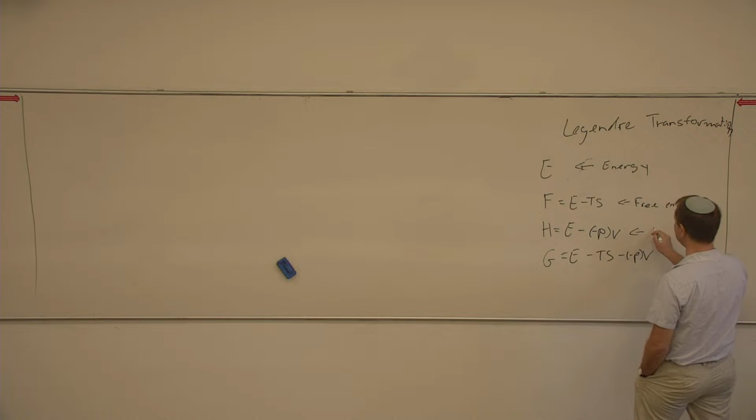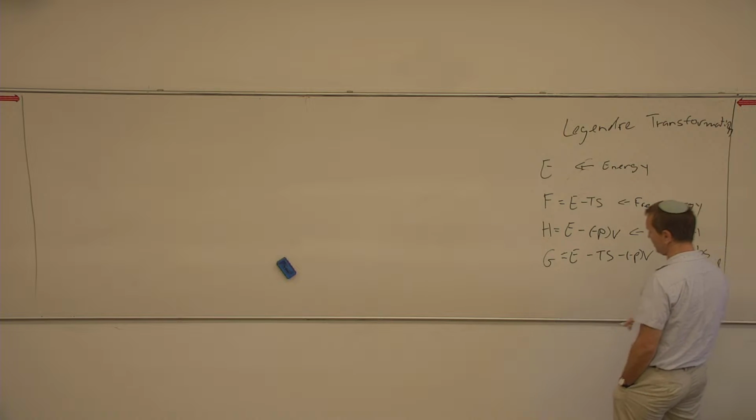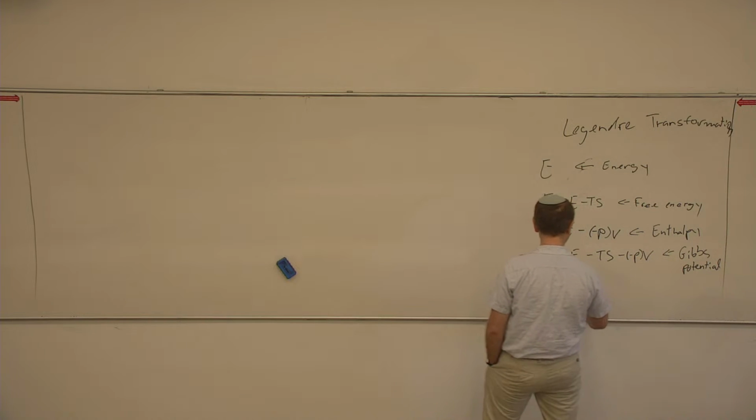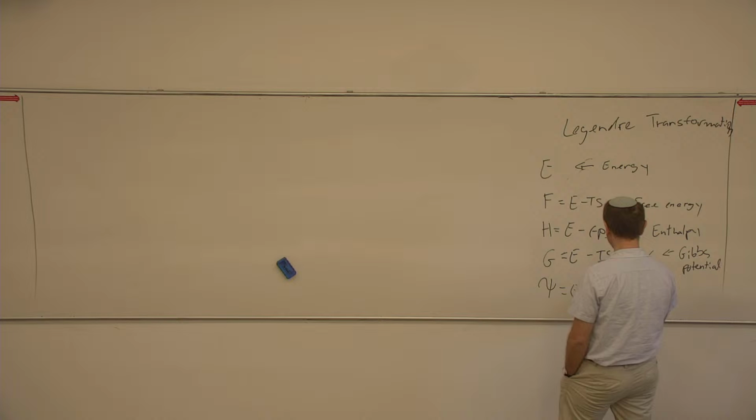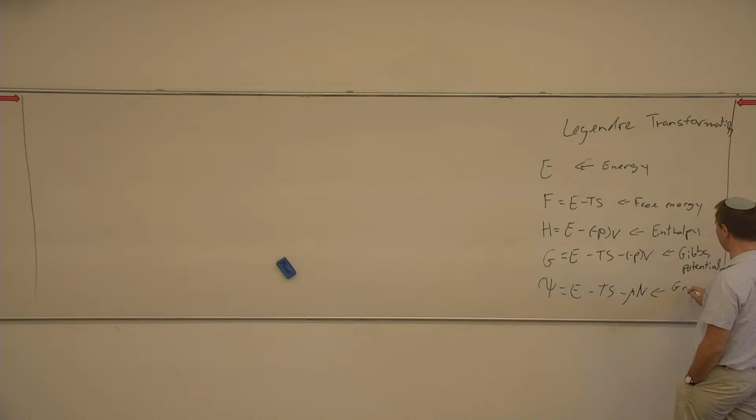So this is enthalpy. This is the Gibbs potential, and we also had the grand potential, which is E minus TS minus mu N. So this is the grand canonical potential.